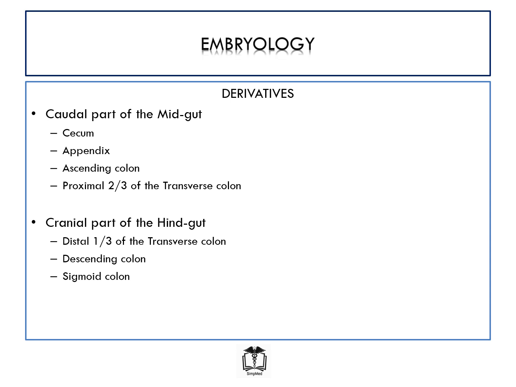So, to wrap up this aspect of the embryology, let's talk about the derivatives of the entire large intestine in terms of the embryologic structures. Midgut wise, the caudal part of the midgut will give rise to the cecum, the appendix, the ascending colon, and the proximal two-thirds of the transverse colon, as I mentioned. And then finally, the cranial part of the hindgut gives rise to the distal one-third of the transverse colon, the descending colon, and the sigmoid colon.